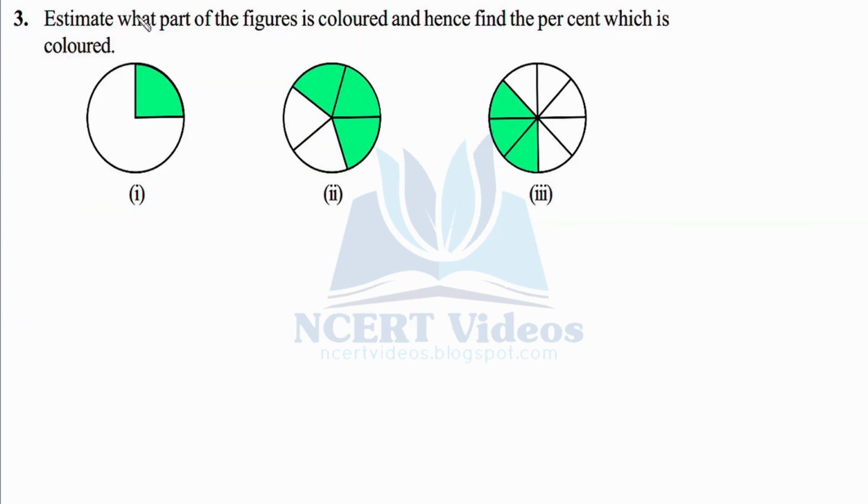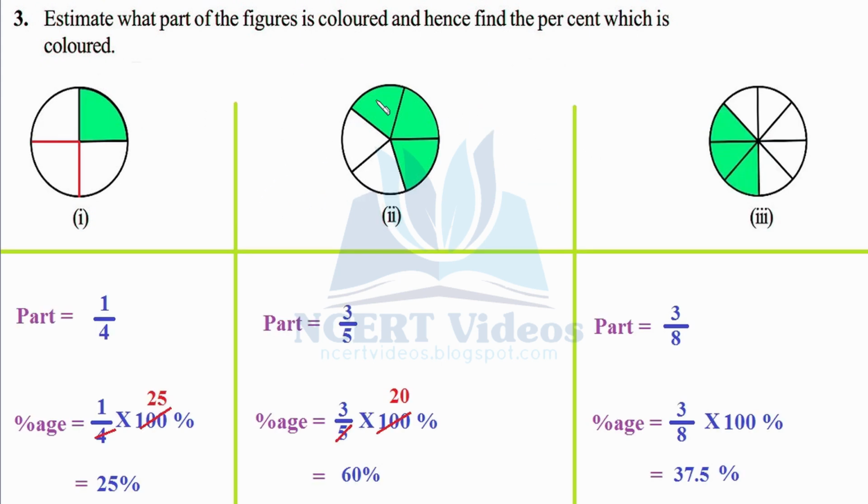Question number third. Estimate what part of the figures is colored and hence find the percent which is colored. So you have to find the percentage of the colored portion. Such a type of question you have also done in your previous class, that is 6th standard. But here you have to find percentages as well. So in the first part, how much portion is shaded? It is a quadrant that is divided in 4 parts, 1 2 3 4, only 1 is shaded, therefore 1 out of 4. Now we know how to convert fractions into percentages. We have done it in the first question.